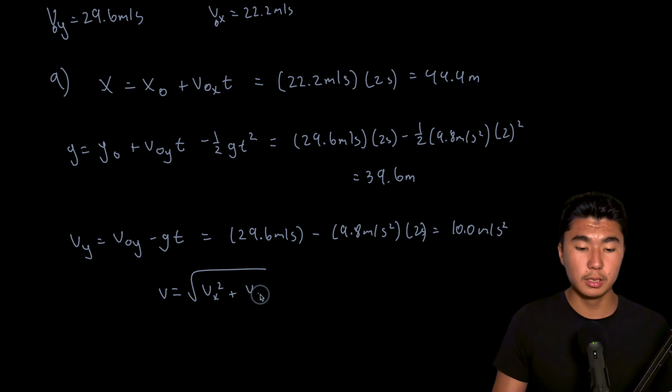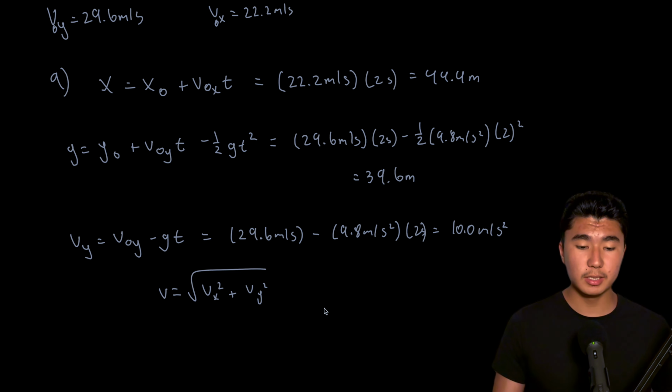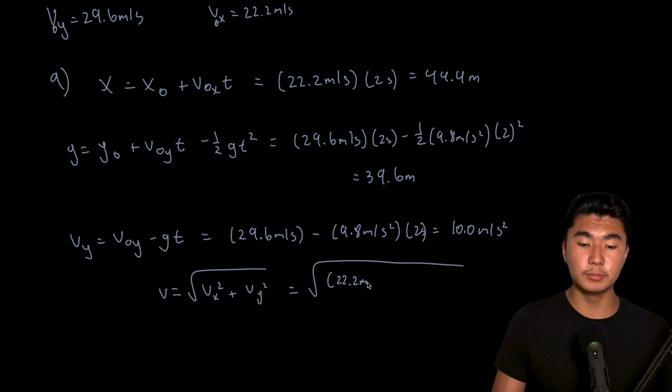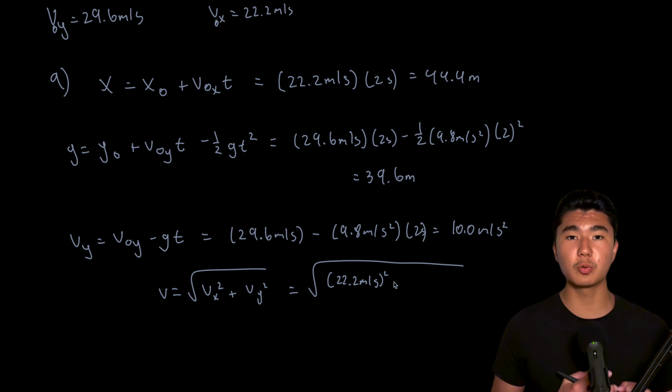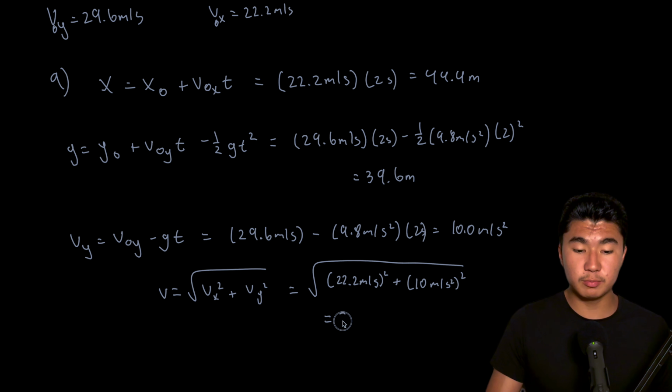So this is going to be the square root of our velocity in the x-axis squared plus velocity in the y-axis squared. And when we plug in our numbers, if we remember, our velocity in the horizontal direction will stay constant, so it's just going to stay as 22.2 meters per second. But at time equals 2 seconds, we have 10 meters per second in the y-axis. So this is going to be plus 10 meters per second, and we're going to square this as well. And our total velocity, the velocity at time equals 2 seconds, is going to be 24.3 meters per second.